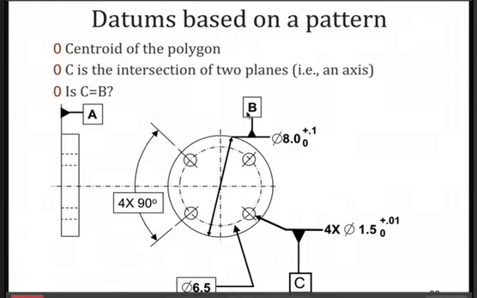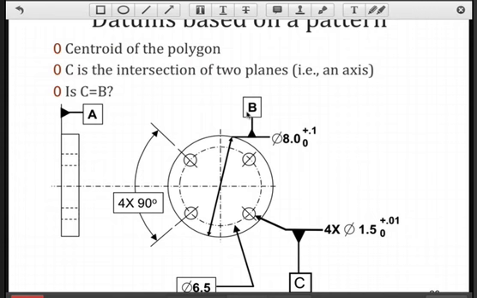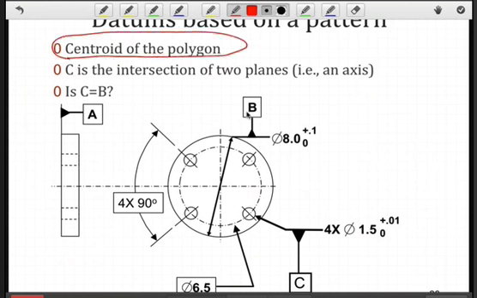Okay, the other slightly complicated datum has to do with a pattern. When you see a pattern of features, think of the datum as referring to the centroid of those features. And the centroid is based on constructing a polygon. So in this case, C, and I'll let you determine on your own what B and A correspond to. At this point, you should be able to determine that. We have a pattern, and I know it's a pattern because of this 4 times here, which means I've got 4 holes in that pattern. And C is going to correspond to that pattern.